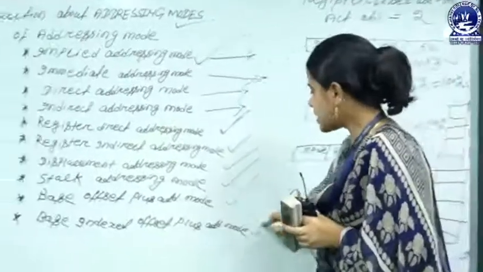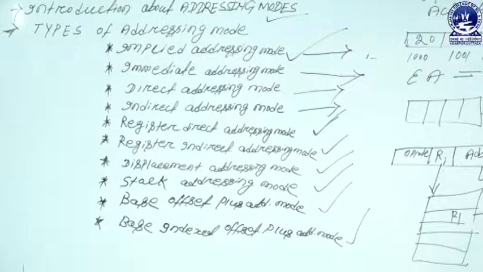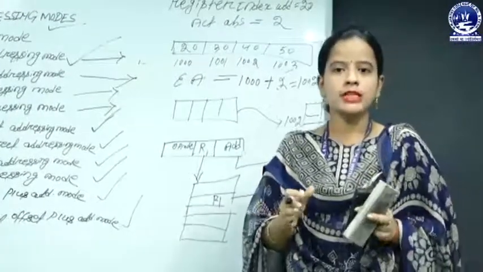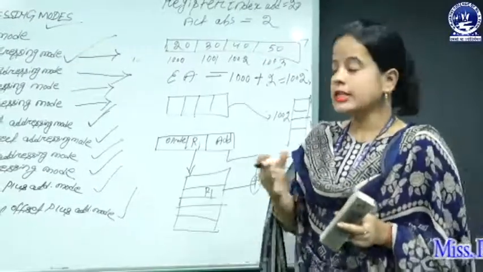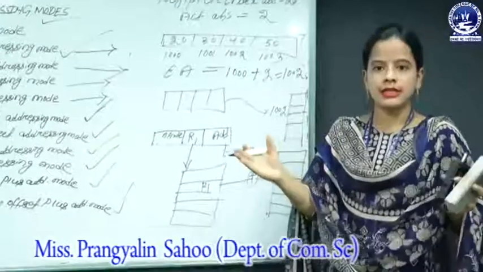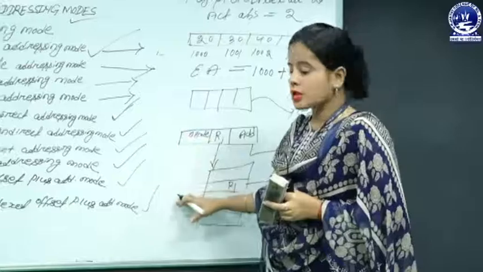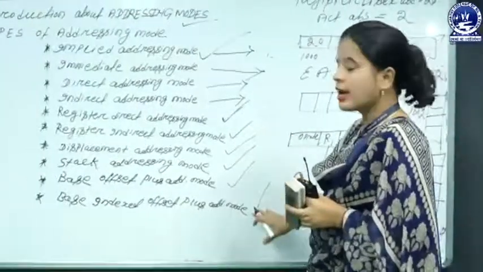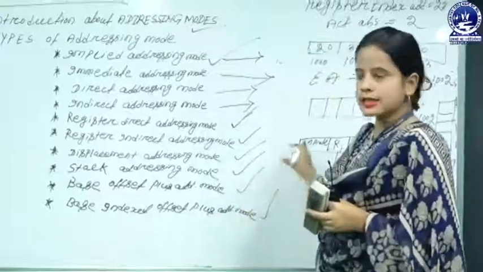Then let's go to the next concept, base indexed offset plus addressing mode. In the case of base indexed offset plus addressing mode, it provides two elements: the base address of the given operand and the index value. The index value and the physical address are added, and using the generated outcome as the address, we fetch the given data value. That is called base indexed offset plus addressing mode.